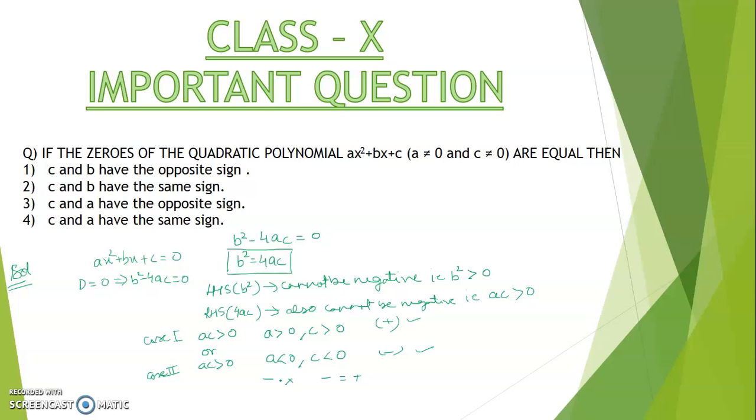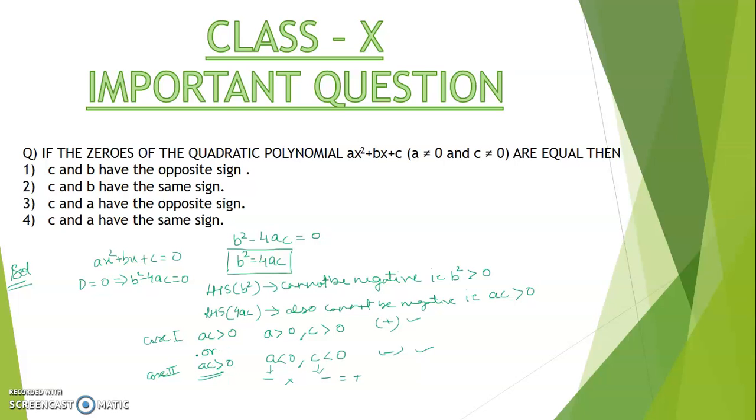See here, negative into negative plus, right? This is verified, AC greater than 0. But even if A is negative, then C has to be negative. So A and C both have the same sign. See here, A is also negative, and C is also negative, because negative into negative will give me positive. Why do we need negative into negative to be positive? I'm telling you, because AC has to be greater than 0.